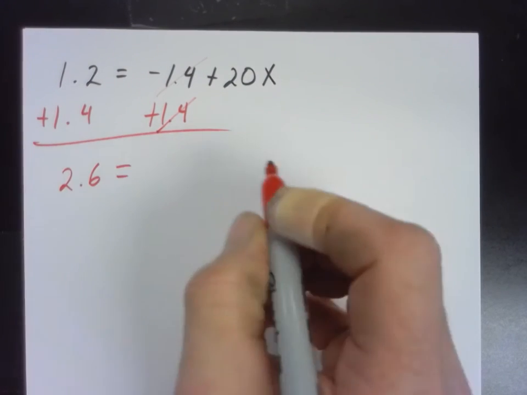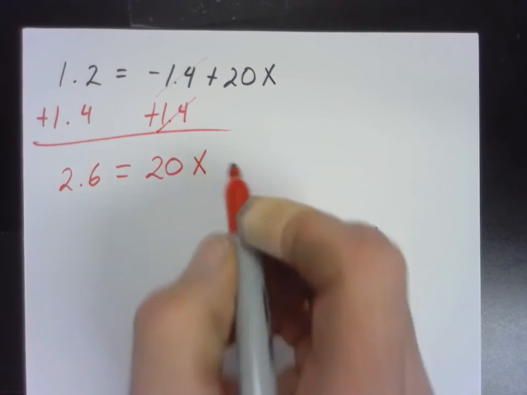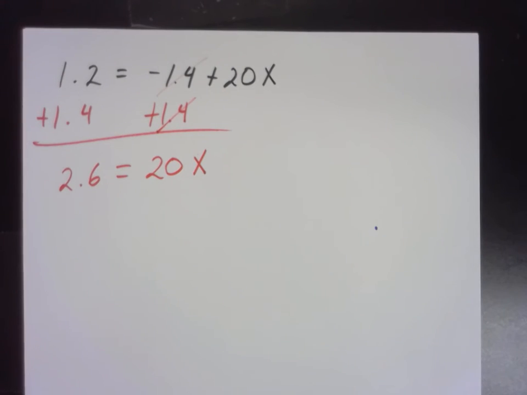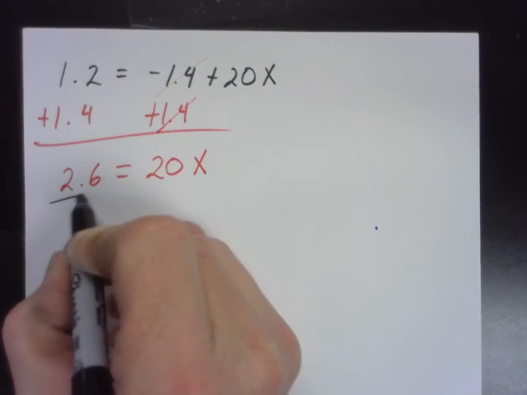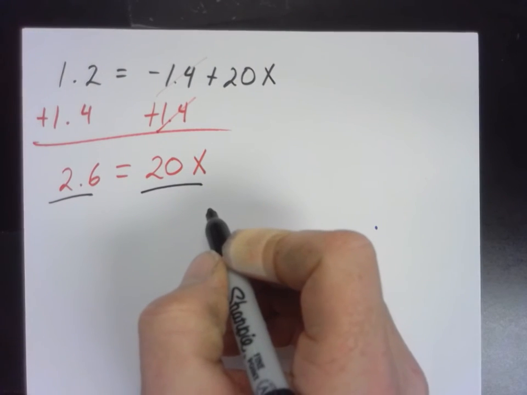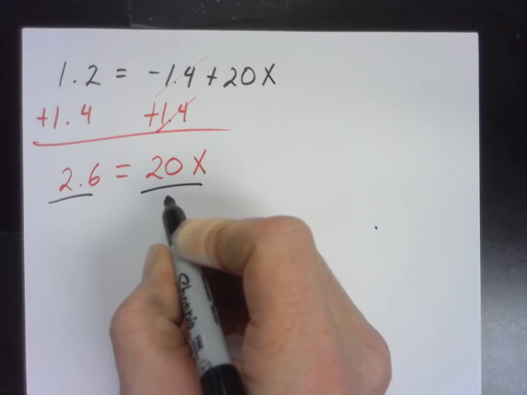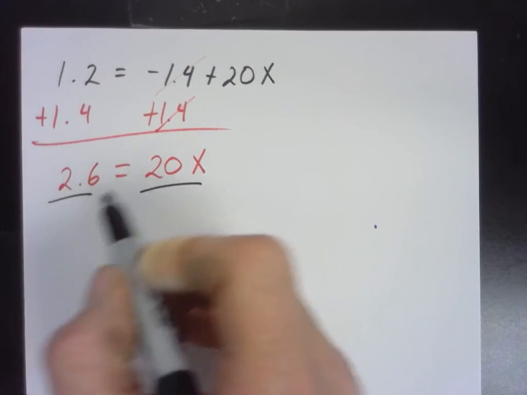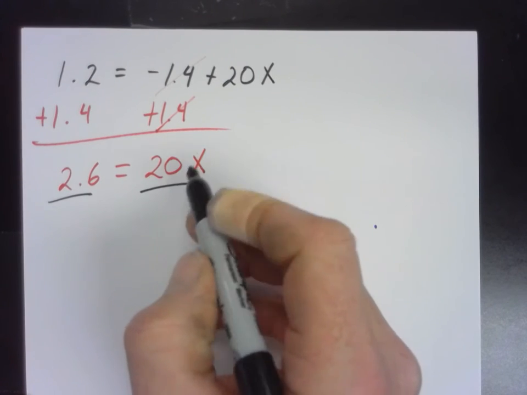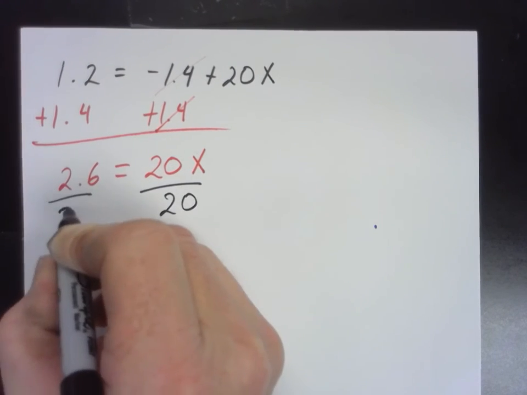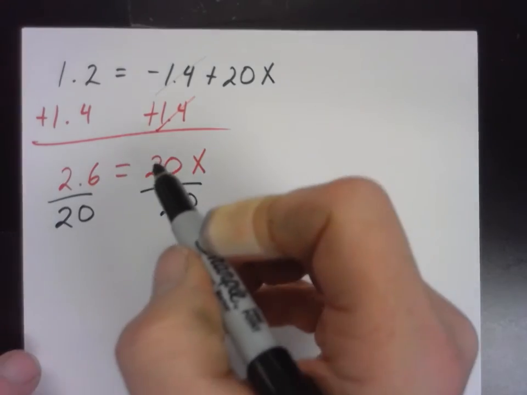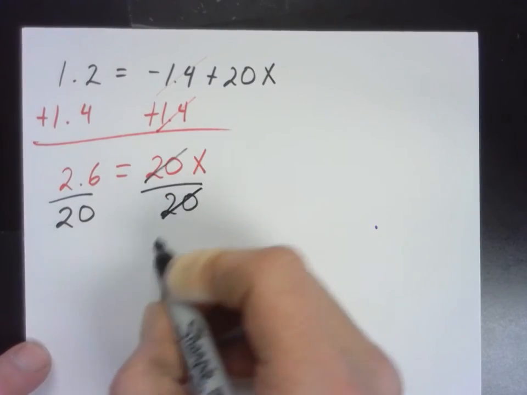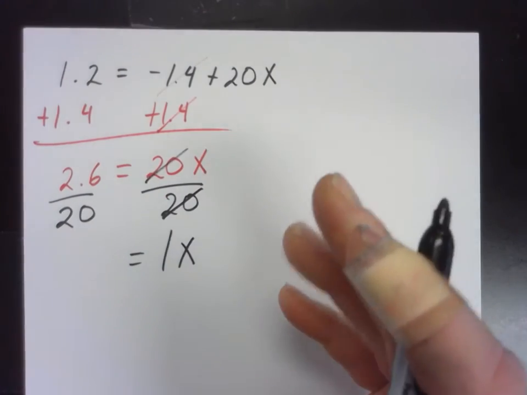2.6 equals 20 times x. What do you want to do now, Jonah? Divide both sides by 2.6. Well, if I divide by 2.6, that will give me a 1 over here, but I want the 1 by the x. Yeah, let's divide by 20. Good. See, that way we end up with 1 times x, which is what we're kind of after, right?